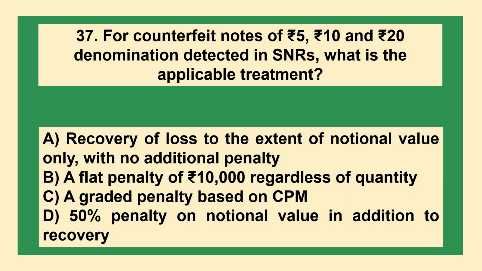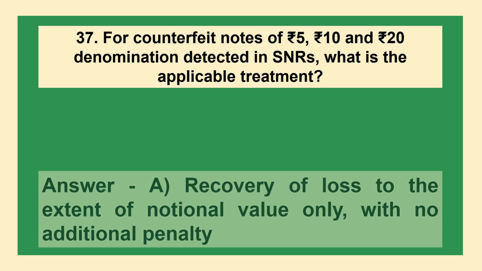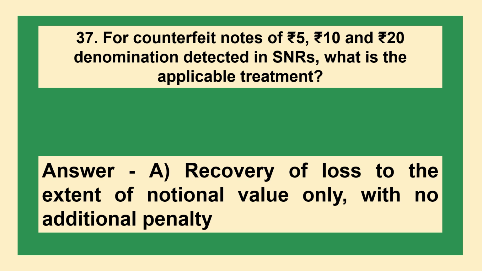For counterfeit notes of rupees 5, rupees 10, and rupees 20 denomination detected in SNRs, what is the applicable treatment? Option A: recovery of loss to the extent of notional value only with no additional penalty. Option B: a flat penalty of rupees 10,000 regardless of quantity. Option C: a graded penalty based on CPM. Option D: 50% penalty on notional value in addition to recovery. The answer is option A, recovery of loss to the extent of notional value only with no additional penalty.